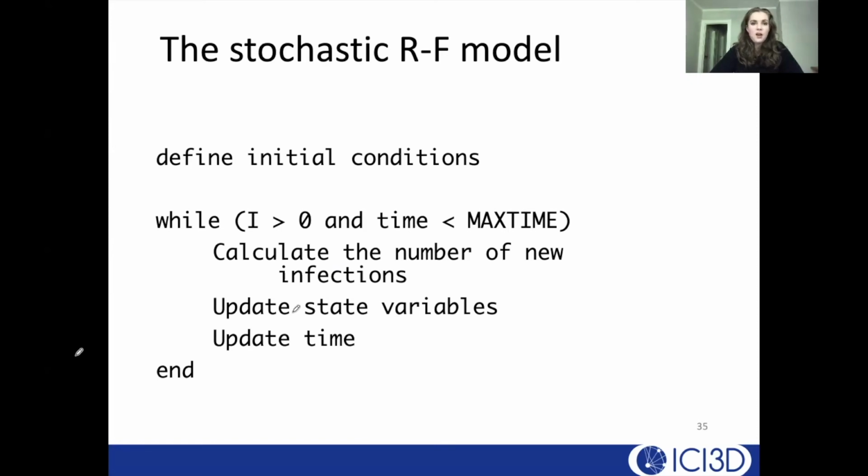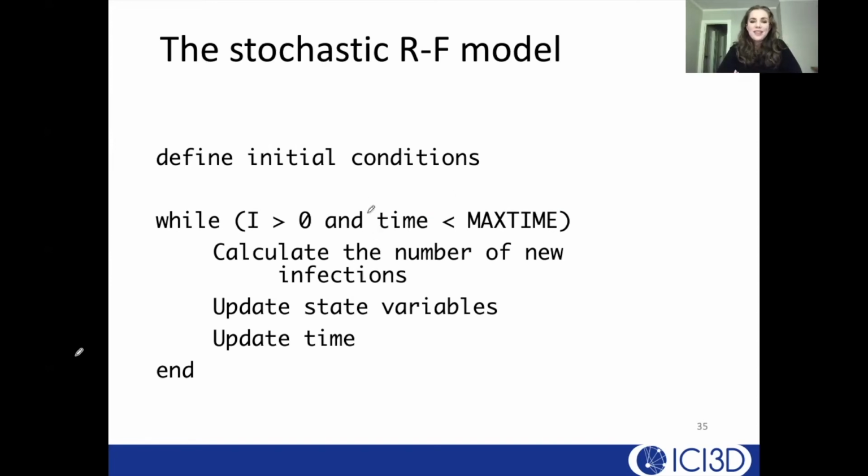So for the Reed-Frost model, at first we will define our initial conditions, and then we have this while loop that has some dependencies. So in order to keep our simulation running, we want the number of infectious individuals to be greater than 0, and if we want our simulation to stop, we can define a max time that we're willing to wait for the simulation to end.